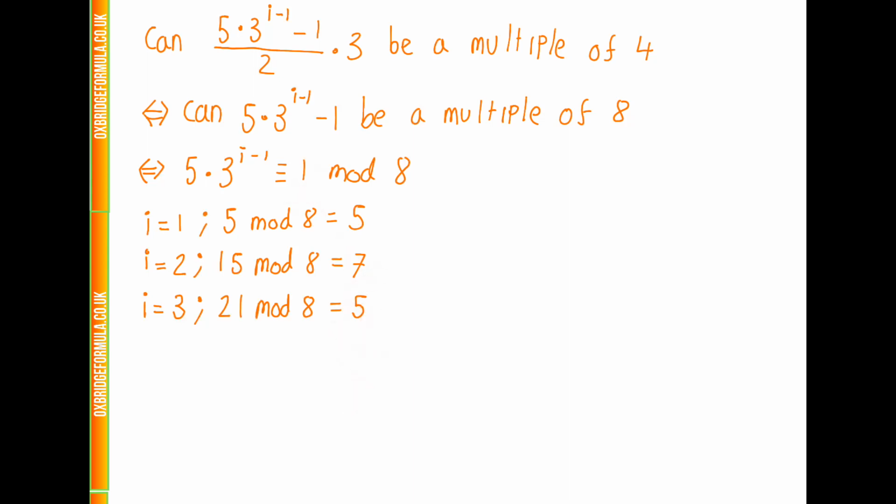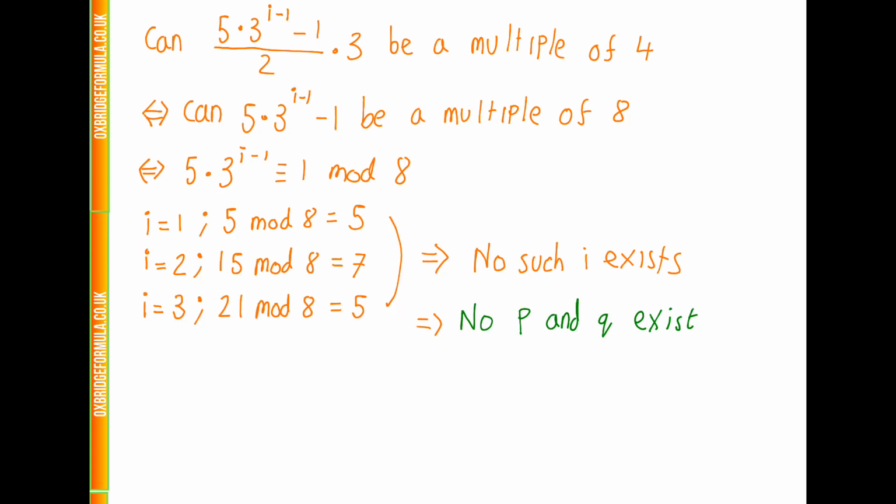So from this, what we know is that no such I exists to make this true. And that means that this thing is never a multiple of 8. So this thing's never a multiple of 4. So what we've shown is that with our rules, we can never make a word of length 4. So P equals 1 and Q equals 1 can't work. But P equals 1 and Q equals 1 were the only options we really had left to try. That's what P and Q must be. So what we must conclude is no P and Q exist, and we're done.